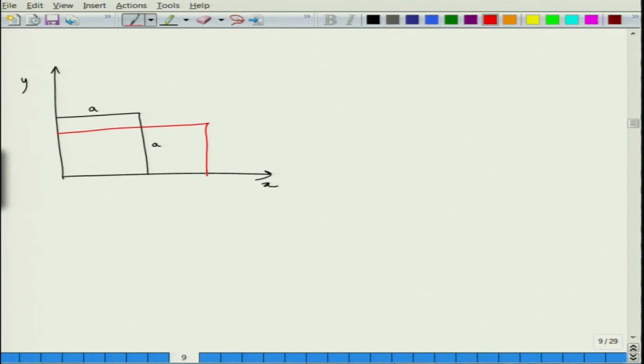When you do the same thing for a large deformation, the situation is like this. So you have x, y, you have this block. So this was A and A, this block changes to something else.